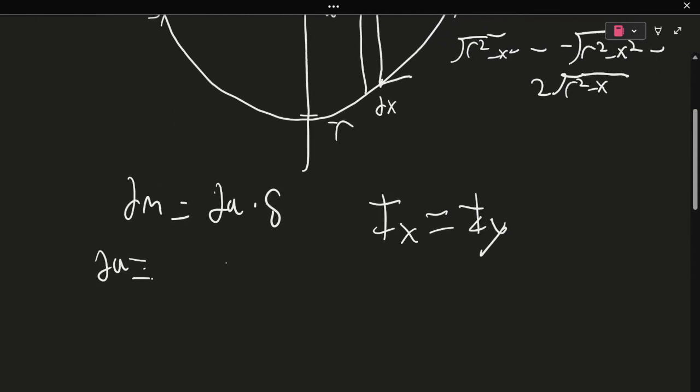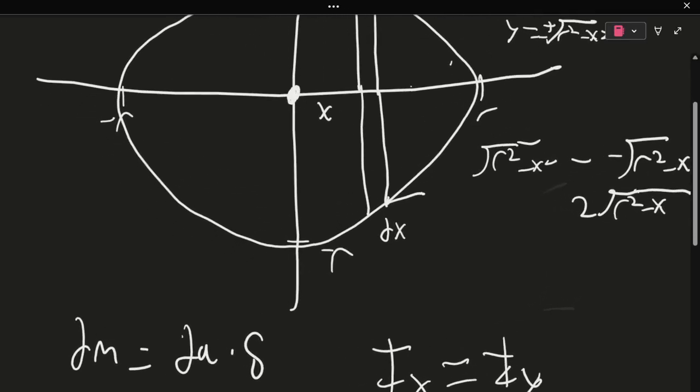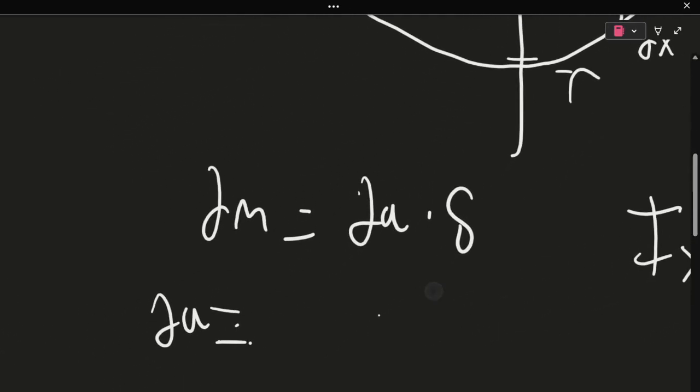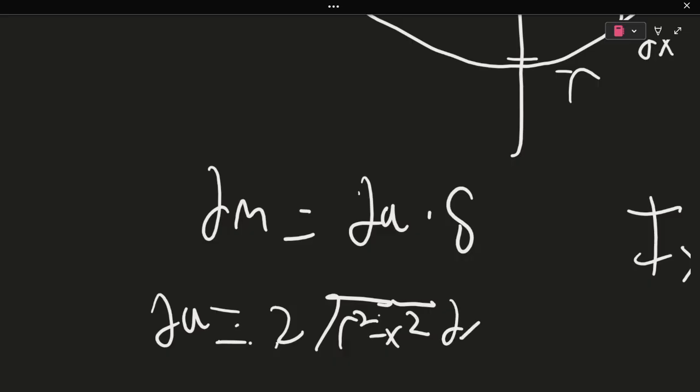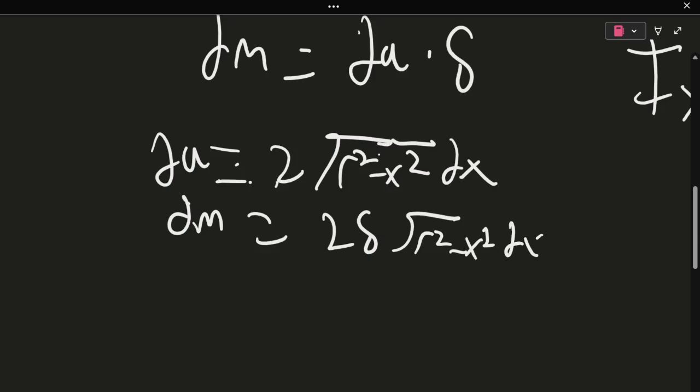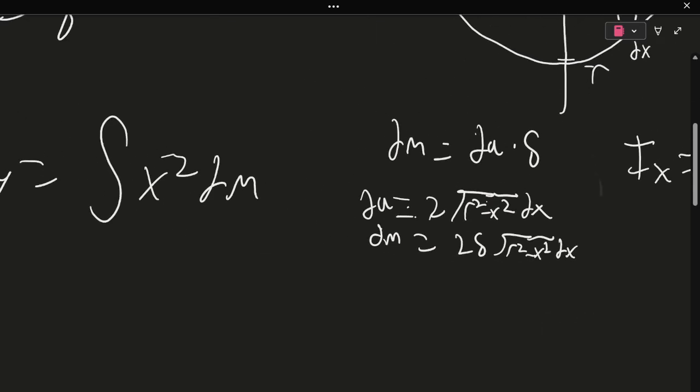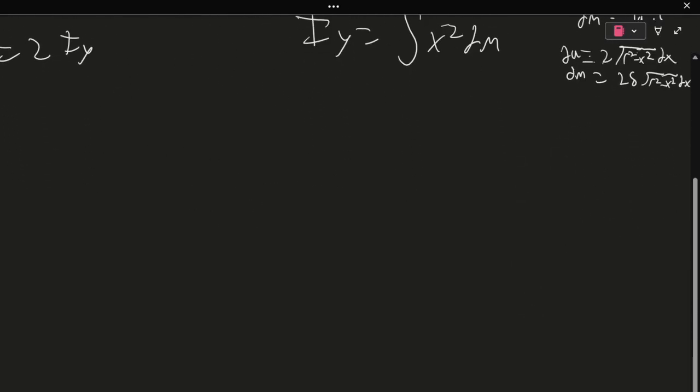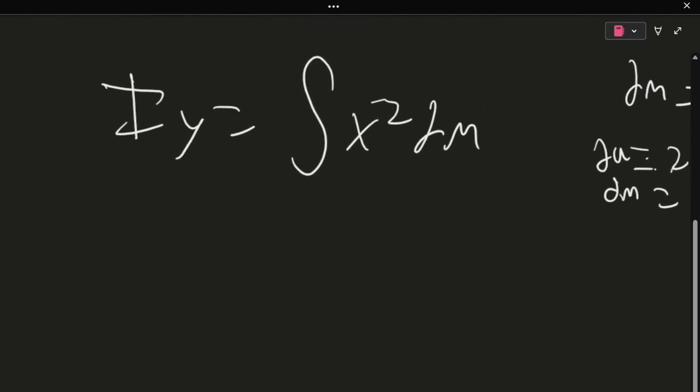So now that we have the height of our region and we have the width, we have dA equal to 2 times square root of r squared minus x squared times dx. And then we can just insert dA into our density equation. So we have dm equal to 2 times the density times square root of r squared minus x squared dx. Alrighty. So we can plug this into our moment equation.